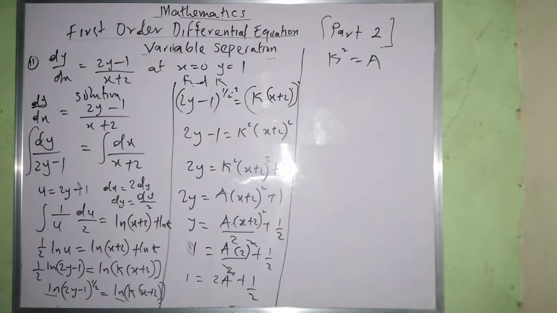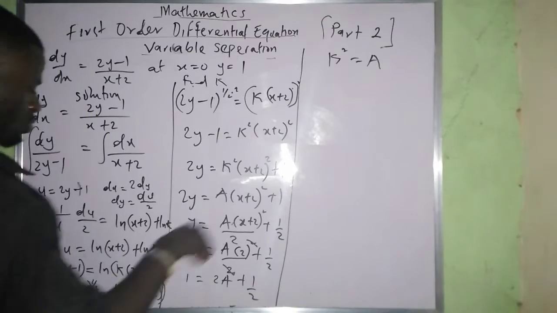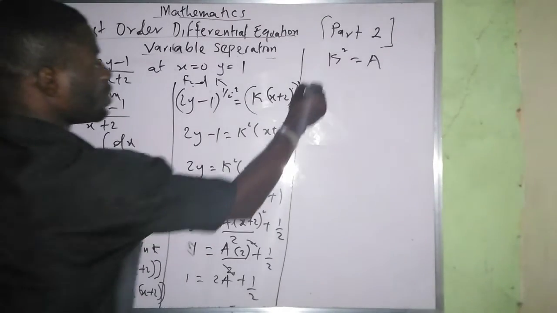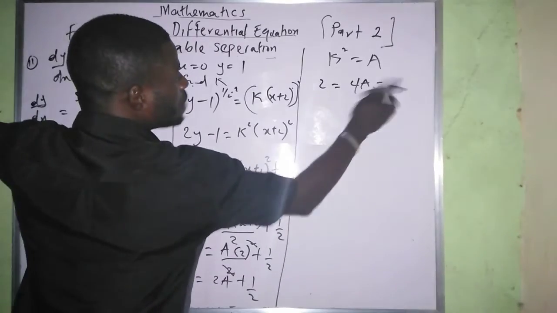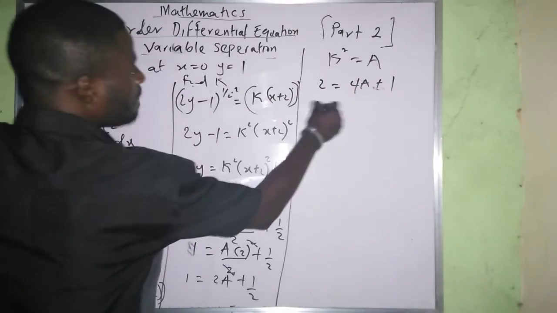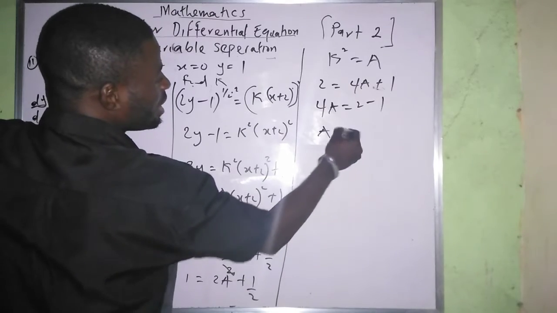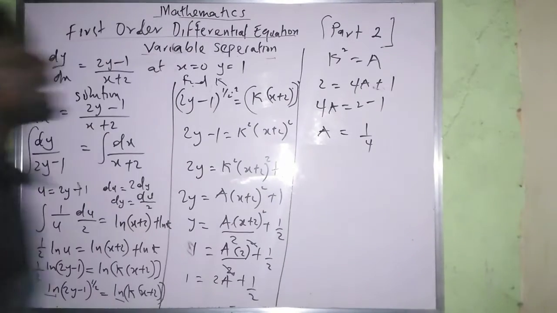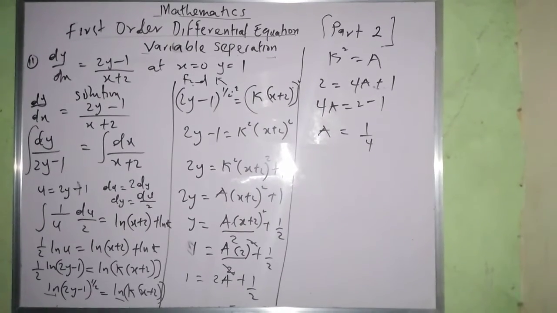If I decide to multiply all through by 2, I'll be having 2 equals 4a plus 1. Now, since I have that, I can say that 4a equals 2 minus 1, which is my a equals 1 all over 4. It means I don't have a problem. Since my a is equal to 1 over 4, I can generate any form of solution. Okay, that is all about that.